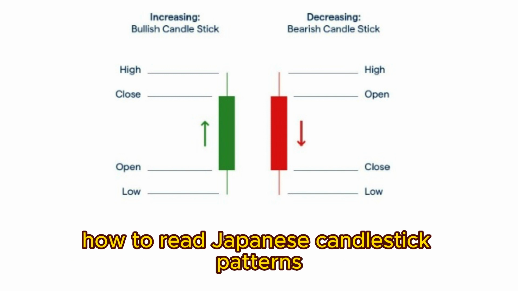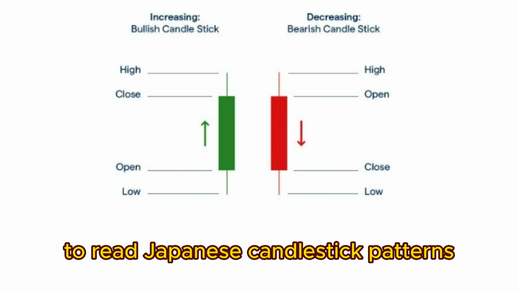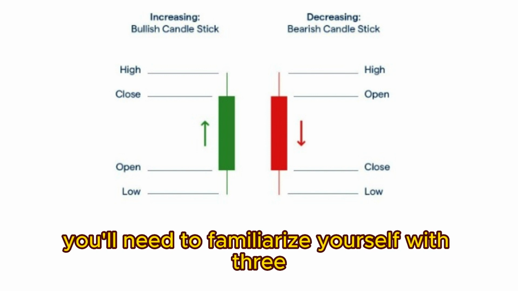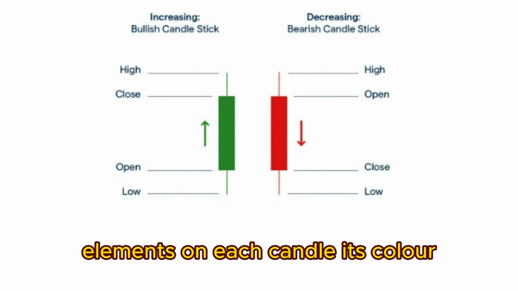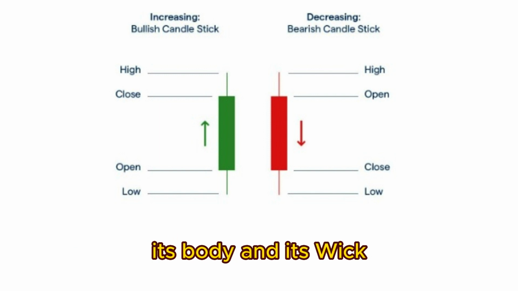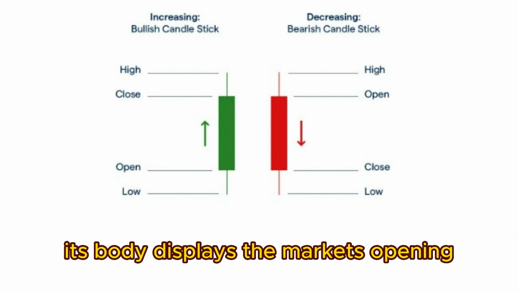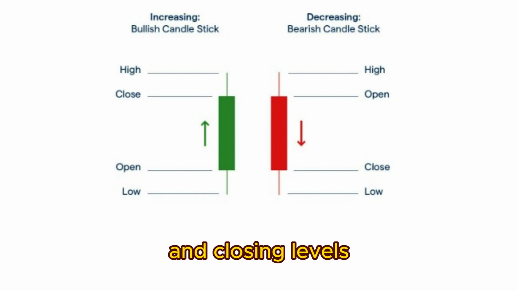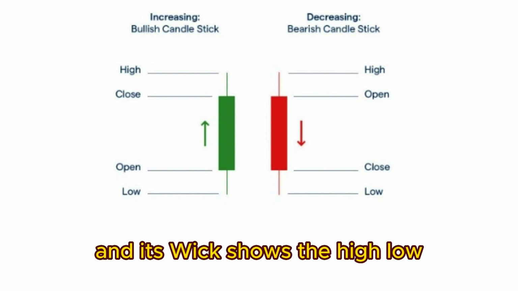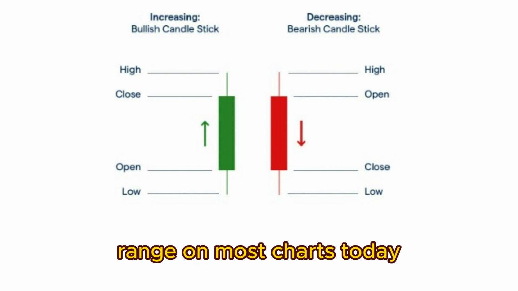How to read Japanese candlestick patterns. To read Japanese candlestick patterns, you'll need to familiarize yourself with 3 elements on each candle: its color, its body, and its wick. Its color tells you the direction of movement within the period, its body displays the market's opening and closing levels, and its wick shows the high-low range.